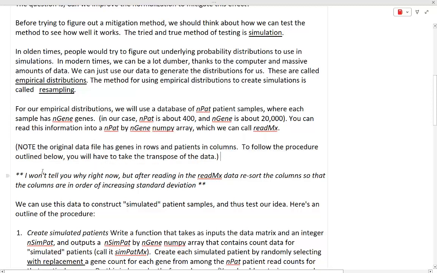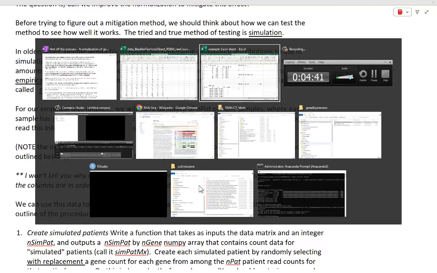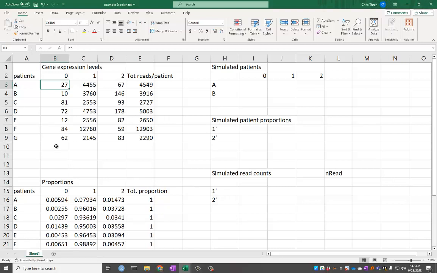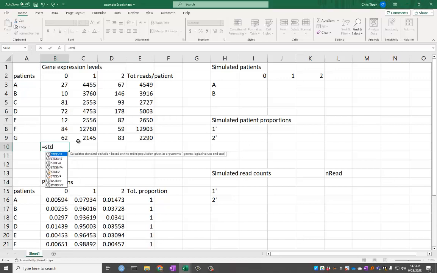Now, I won't tell you why right now, but after reading in this matrix data, I want you to resort the columns so the columns are in order of increasing standard deviation. If you don't know how to do that, you can use ChatGPT to help you with that. So what do I mean by this? Just to show an example of how that would work here, I would take the standard deviation. In Excel, they don't have separate standard deviation for population and for sample. So let me finish this standard deviation, and I'm going to take the standard deviation of this column.